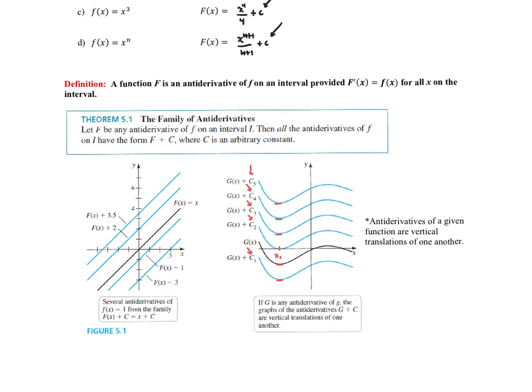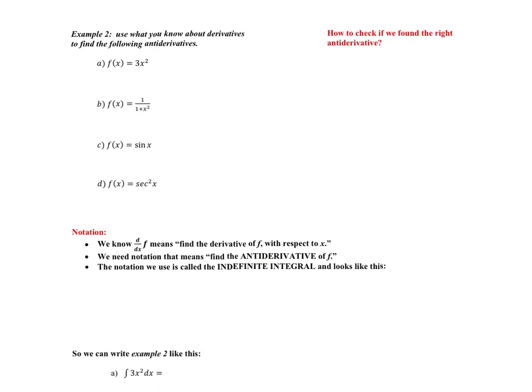All right, let's look at a few examples. Okay, example 2. Use what you know about derivatives to find the following antiderivatives. If I know that f of x equals 3x squared, I'm going to make a guess here, and some of this at first will be guessing, or it'll be a quick recognition of some property that you're aware of. But in this case, I would say, how about x cubed? And we'll add, of course, our constant of integration.